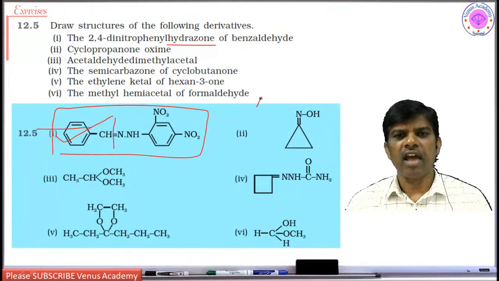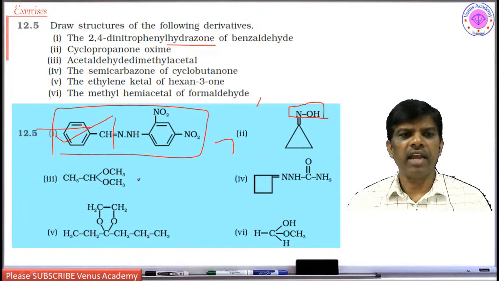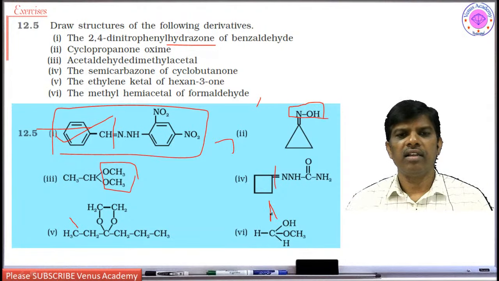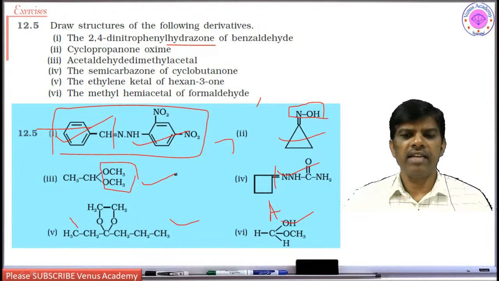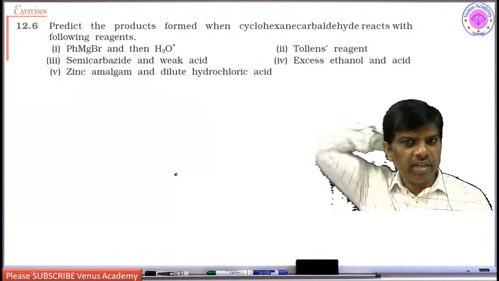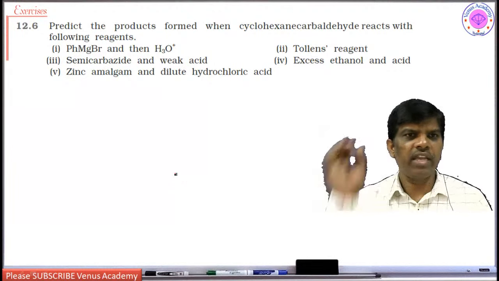So what is this? Hydroxylamine gives, as I said, oxime. What is this? It is an aldehyde acetal. This is acetal. This is semicarbazone. This is ketal, and this is acetal. Yes. So based on names, they have given structures. I am explaining, students. So this is ketal. This is acetal. This is semicarbazone. Oxime. 2,4-DNP derivative. It is acetal. Right? Like this.